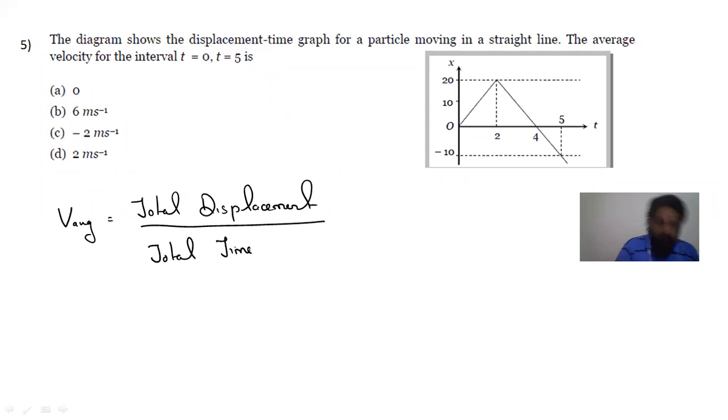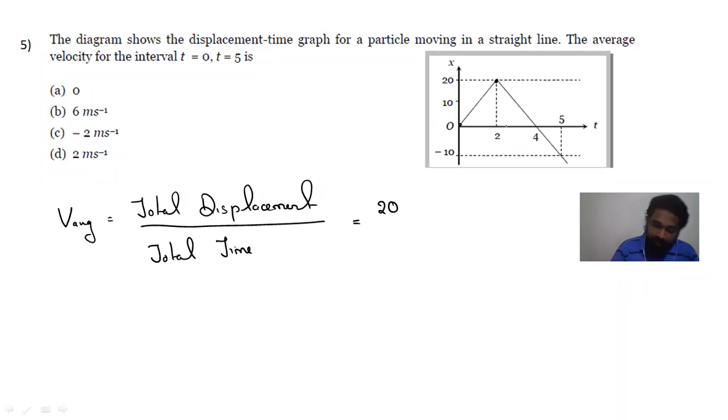Our fundamental formula, which we have studied. Okay, we will stick to the basics. So average velocity is total displacement by total time. So here we can say one displacement is what? From time 0 to 2 seconds, how much is the displacement? It is given in the y-axis. The displacement is nothing but 20.